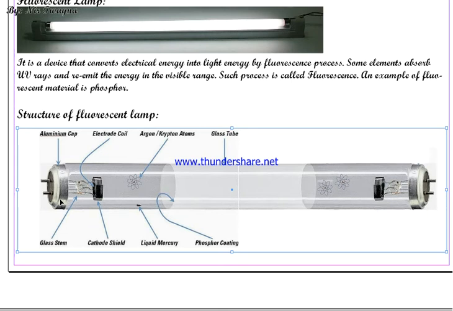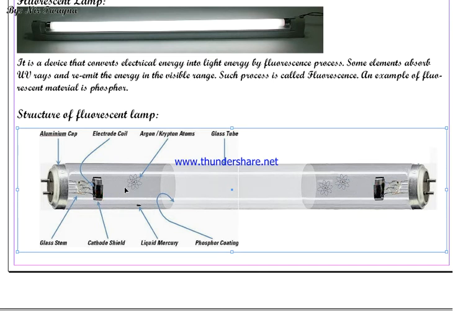Okay, then what happens when the electricity passes through the electrode coil? When electricity passes through the electrode coil, these electrode coils release electrons, and the electrons pass through mercury vapor. The mercury vapor acts as a vehicle for electrons. With the help of mercury vapor, atoms of mercury, the electrons pass through from this electrode to this electrode.